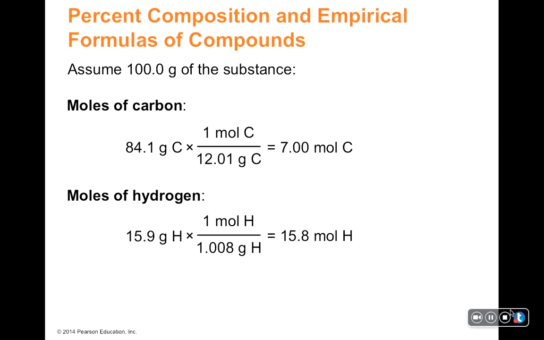Now we convert the mass of each of those into moles of them. So if we have 84.1 grams of carbon, we convert that into 7 moles of carbon, again using the conversion factor with the formula weight. Moles of hydrogen, we take the 15.9 grams of hydrogen, use the formula weight of hydrogen, and we have 15.8 moles of hydrogen. If you use 1, you'd end up with 15.9. So here we have the number of moles of each type of atom in our formula for carbon and hydrogen.